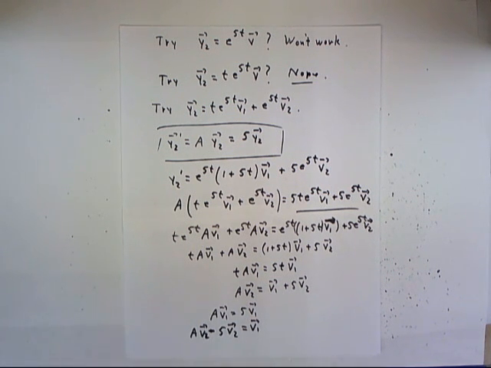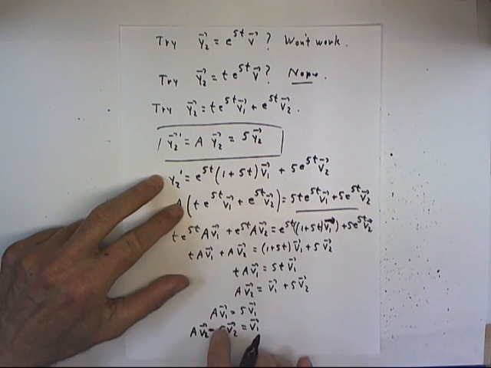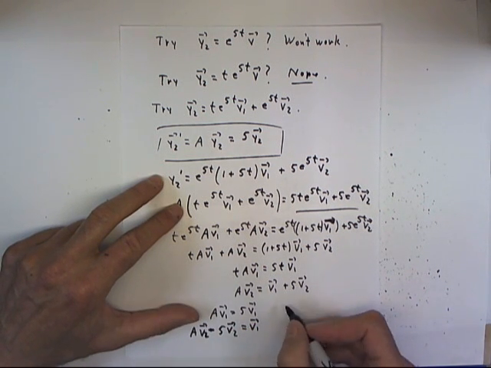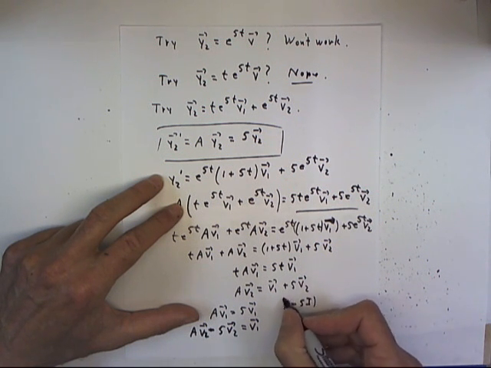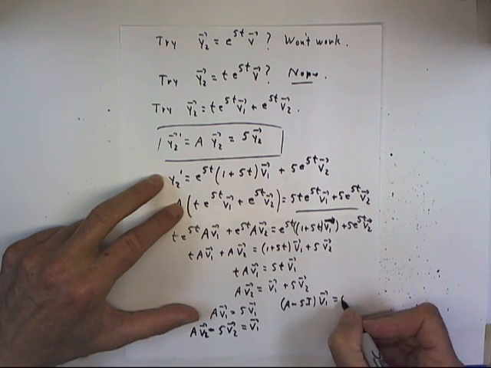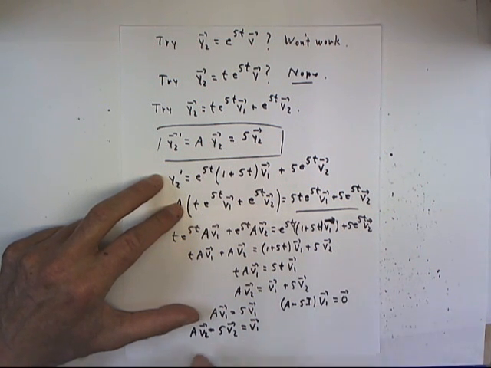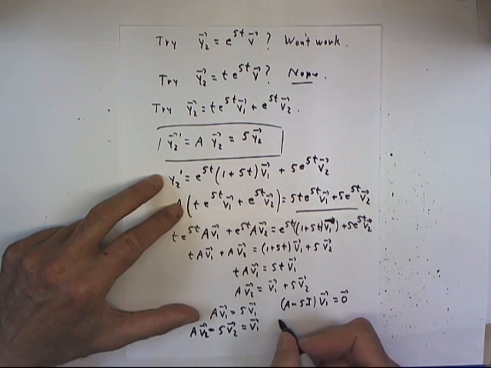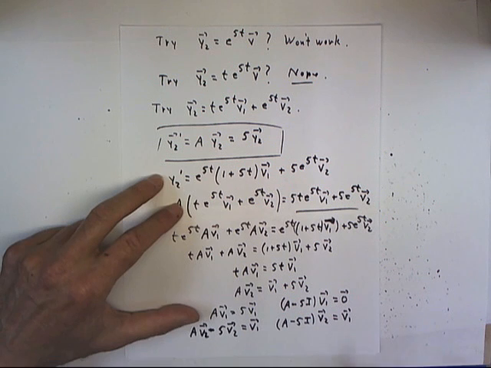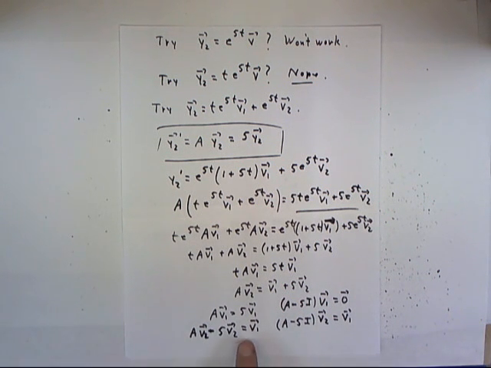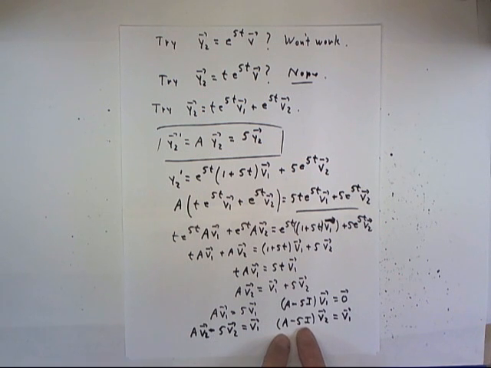V2, well, let's just do a little something here. First of all, I'm going to write this as A minus 5I times v1 equals 0. And we'll write this as A minus 5I times v2 equals v1. Now, as I mentioned, we can easily find a solution. We've already got a solution that will work for v1. The question is, how do we solve this equation for v2?